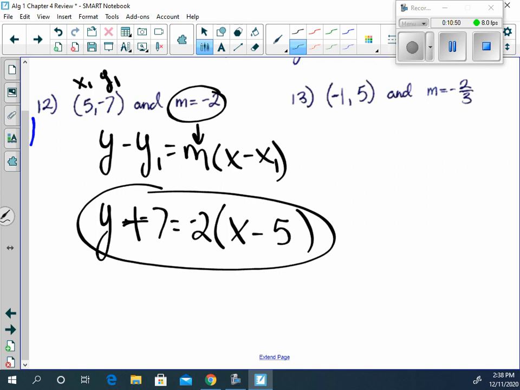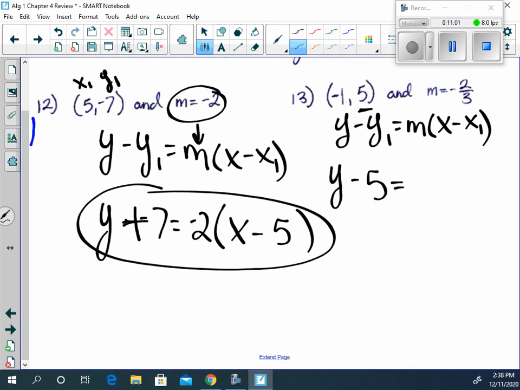So here we would plug them in. Well, our y1 value is 5, so I'd have y minus 5 equals the slope, which is -2/3 times x minus -1. Plugged in the values of x and y, and we have this here. Any questions on this here? We're good with this here?